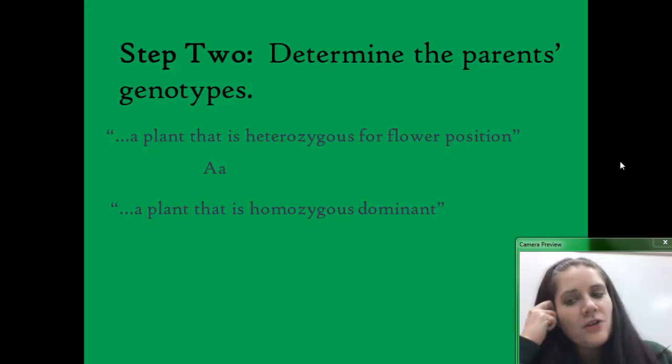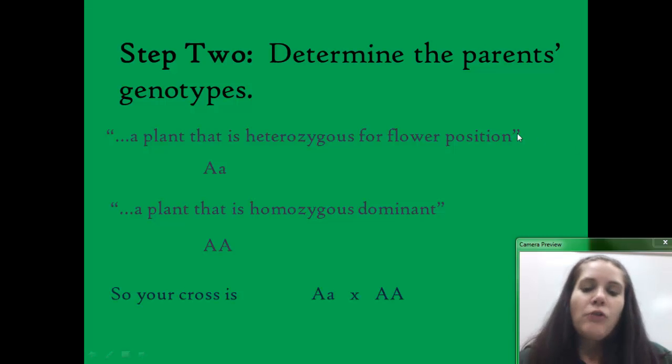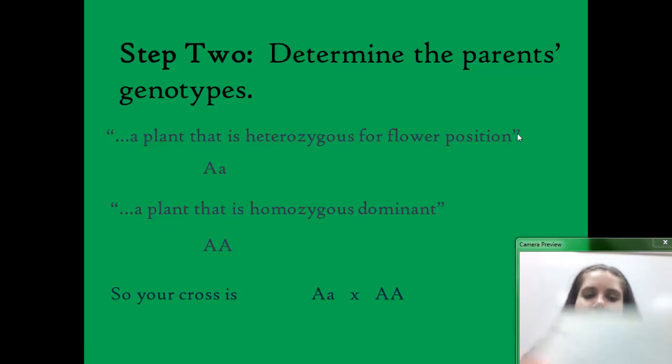And then I have a plant that is homozygous dominant. So I'm going to write down big A, big A. And I'm going to decide that I am going to cross them. So I'm going to put an X in there.